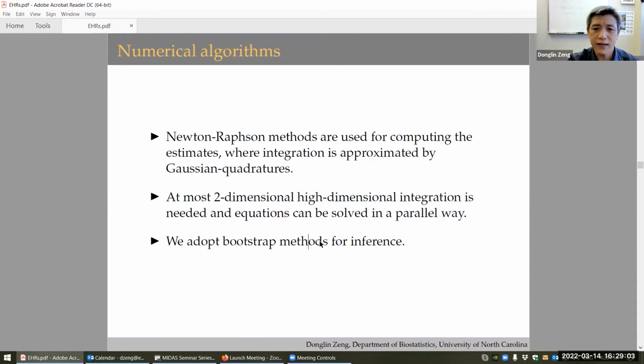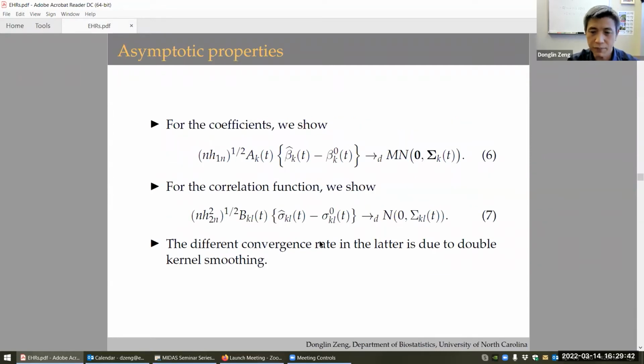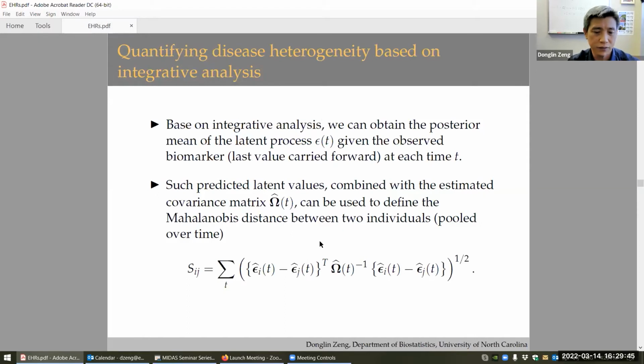This is a little bit of detail about how we do estimation and inference, and also how to choose a bandwidth. This is interesting, because we do local smoothing, so you need to decide the bandwidth, what kind of locality you're going to use. We choose this bandwidth based on the bias and variance trade-off. People know from kernel regression that with bandwidth you have a trade-off between bias and variance. We use the data empirically to estimate the bias and assess the variability, and from there we find the optimal bandwidth. There are also some theoretical results about the asymptotics, which I don't need to go through.